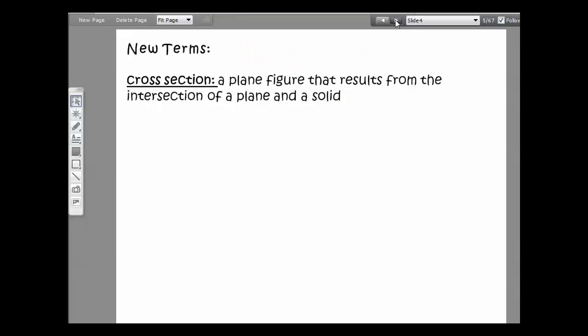One of the terms that we're going to be talking about in the principle that we're going to learn is cross-section, a plane figure that results from the intersection of a plane and a solid, and you're going to get to see a picture of what that looks like.